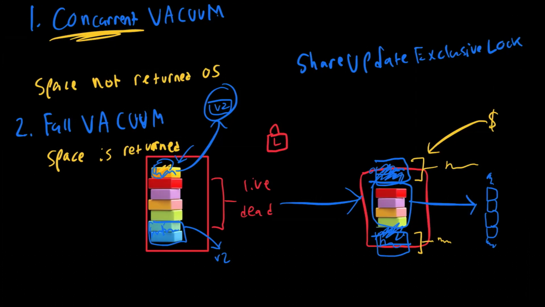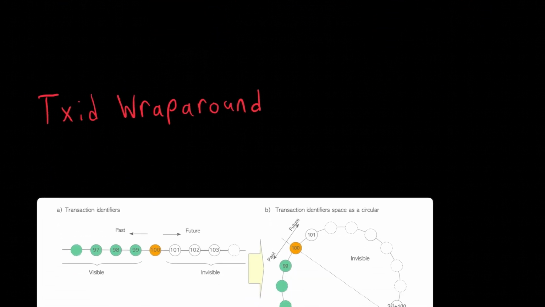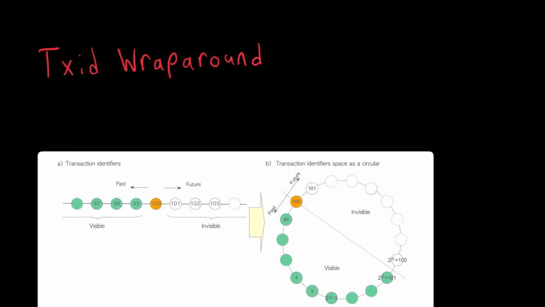Now, I want to talk about something that's a super important part of vacuum that's sort of a secondary task that it does. So this is related to txid wraparound. If you remember earlier, we were explaining what a txid actually is. Just to recap, it's sort of an ID for a transaction. And a transaction, again, is a sequence of operations that we do on our database.